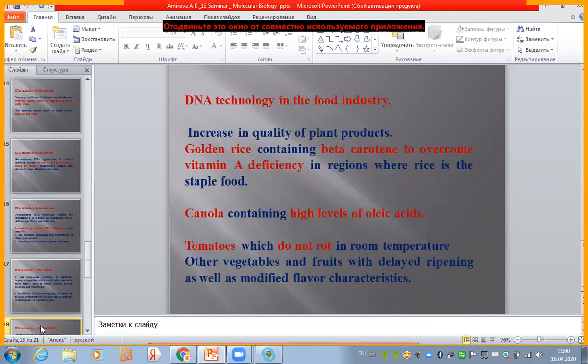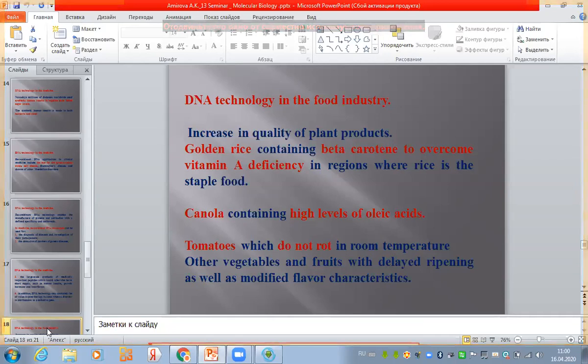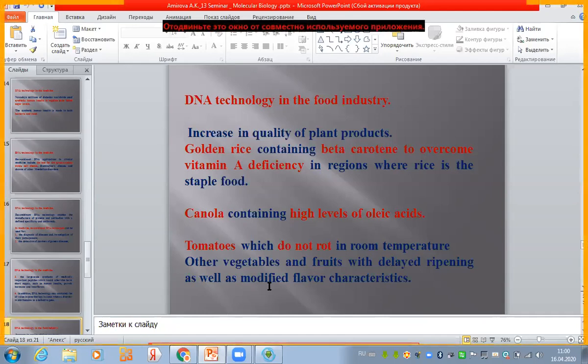DNA technology in the food industry. Increase in quality of plant products. Golden rice containing beta carotene to overcome vitamin A deficiency in a region where rice is a staple food. Canola containing high levels of oleic acid. Tomatoes which do not rot at room temperature. Other vegetables and fruits with delayed ripening as well as modified flavor characteristics.